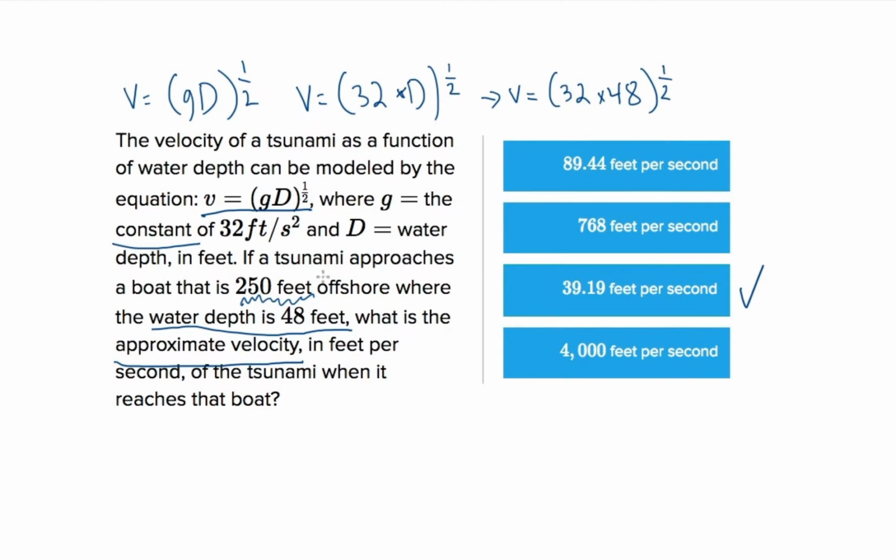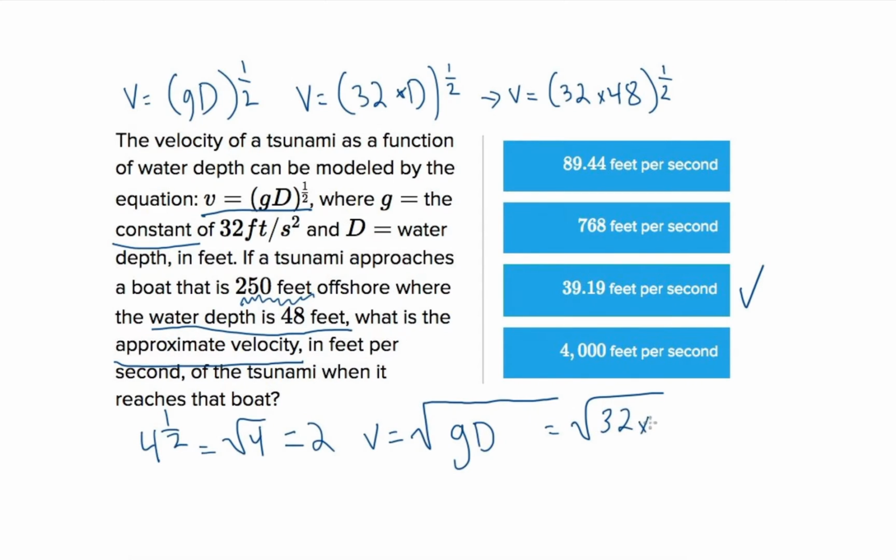However, one thing that I want you to remember is that raising something to a fractional power is the same as taking some kind of a root. So raising something to the 1/2 power is the same as a square root. So if I raise 4 to the 1/2 power, really I'm just saying that that equals the square root of 4, which is 2. So in this case, I'm actually saying that v equals the square root of GD, or v equals the square root of 32 times 48.